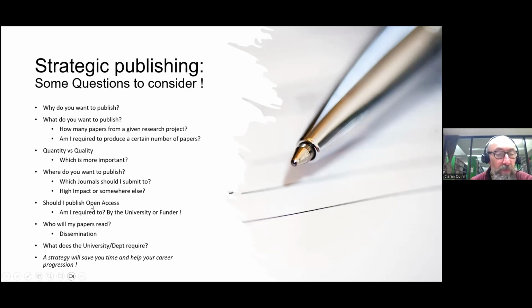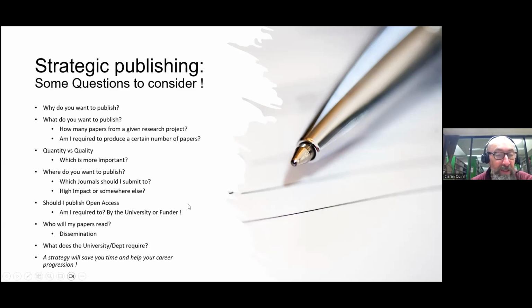Where do you want to publish? Which journal should you submit to? And what is the basis for that submission? Is it impact, or is it spreading your professional reputation, communicating to potential postgraduate students? There's a variety of reasons why you want to publish in a certain place, and so it's high impact or somewhere else. Again, really just considering, what's your audience and what's your motivation behind publishing.